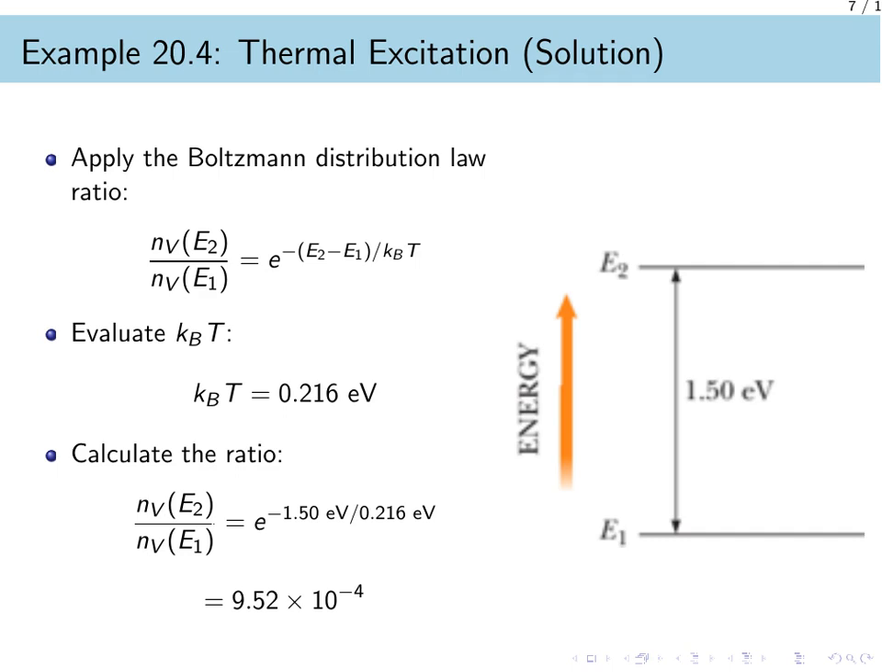To solve this, we apply the Boltzmann distribution law. The ratio of the number density at the second energy level to the number density at the first level is equal to the exponential of the negative change in energy divided by the Boltzmann constant times temperature. First, we evaluate the denominator term, the Boltzmann constant times temperature, which equals 0.216 electron volts for this gas. By substituting our values into the ratio formula, we calculate the exponential of negative 1.50 electron volts divided by 0.216 electron volts. This gives us a ratio of 9.52 times 10 to the negative fourth power, meaning only a very small fraction of atoms are in the excited state.